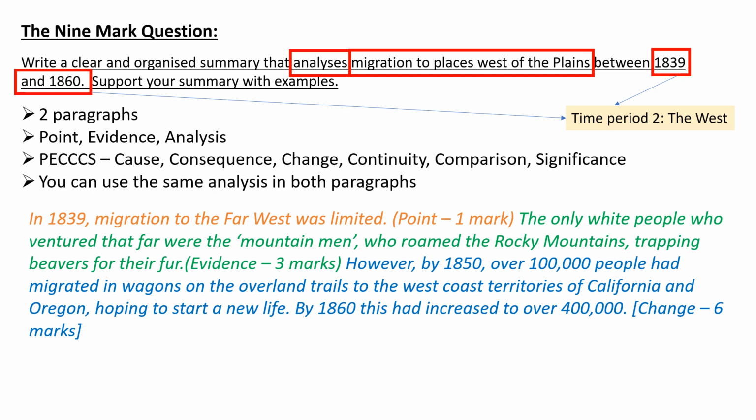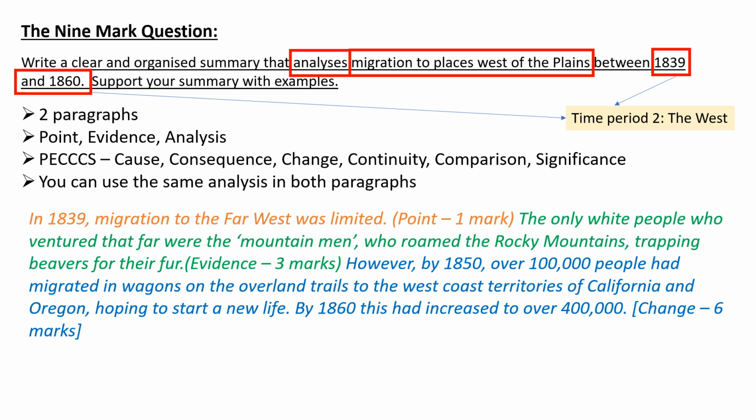So in 1839, migration to the far west was limited. So the response here is starting right at the start of this time period that the exam board have given us in the question, and at this point would be on 1 mark. We've made a valid point. We know that migration wasn't particularly far-reaching in 1839.